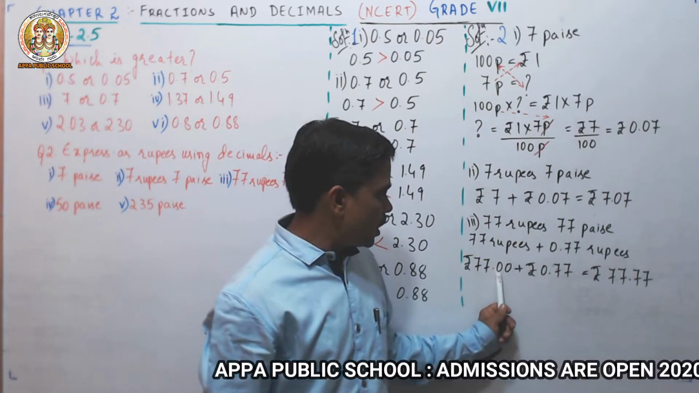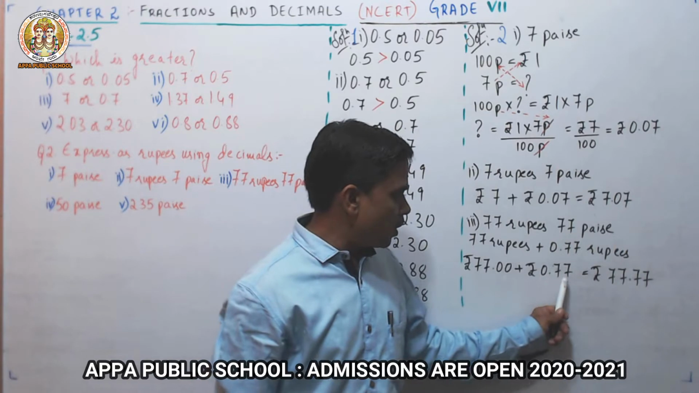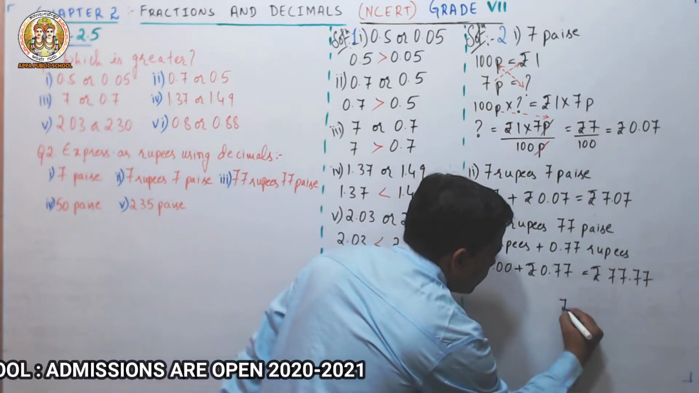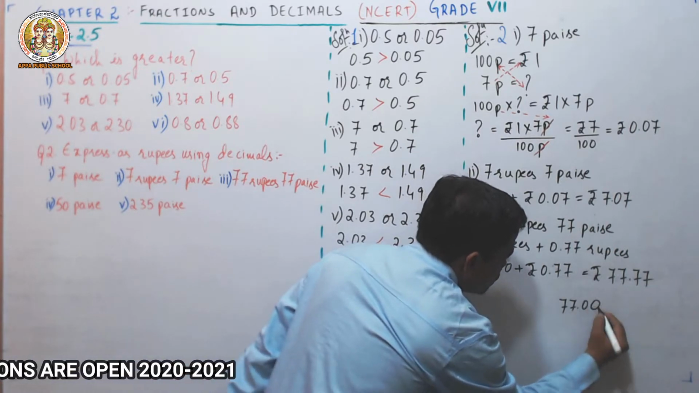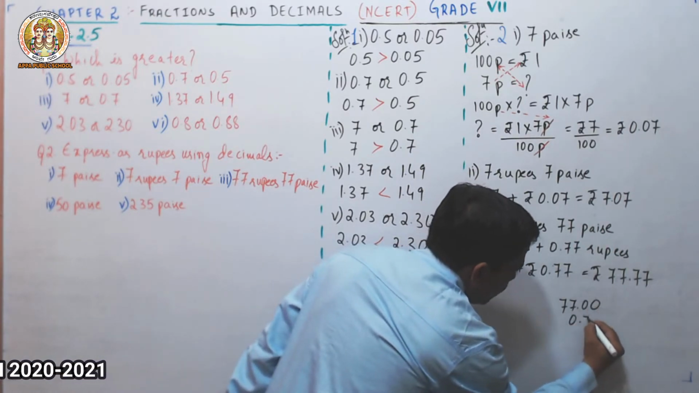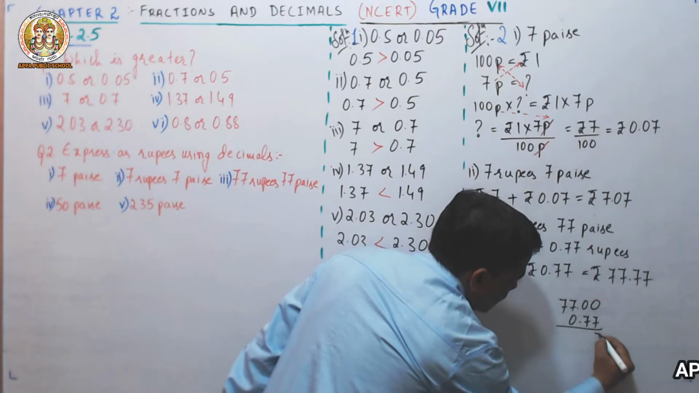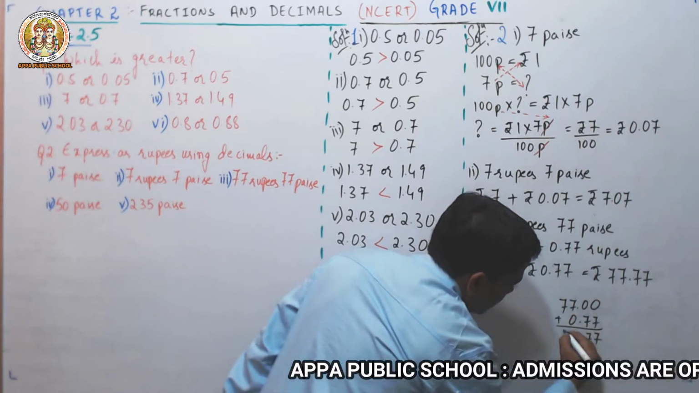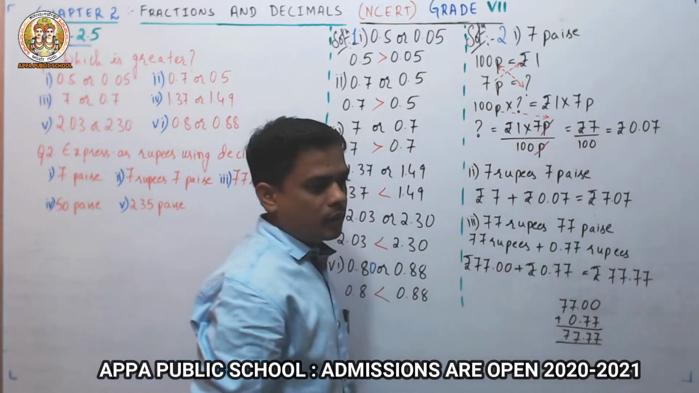Point. After the decimal point I have two numbers. Here also after the decimal I have two numbers. I will write it as it is. Or else better add it if you are getting confused. 77.00, 0.77. 7 plus 0 is 7. Write the 7 as it is. Clear?